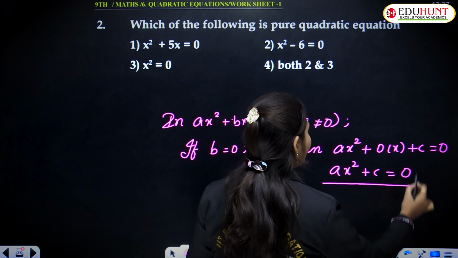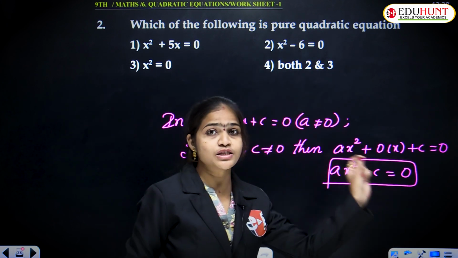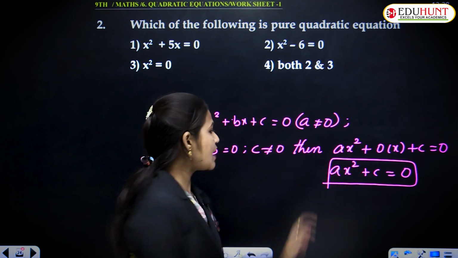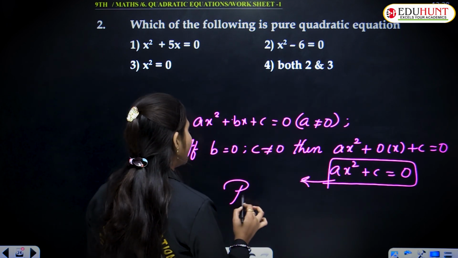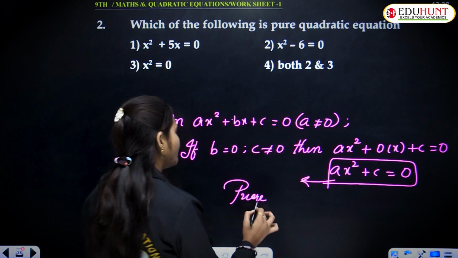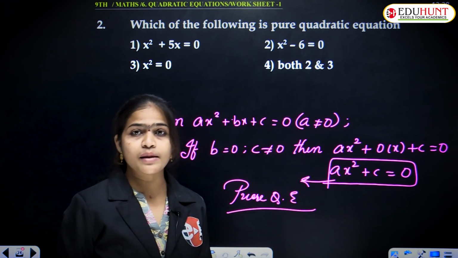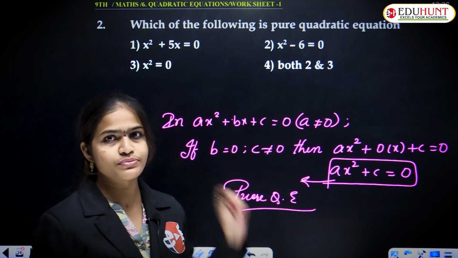So children, here the b term is not there, the x term is not there, the x square term is there, but the x term is 0 here. So this type of equation is called a pure quadratic equation. Already we discussed this point in the first video, at the time of types of equations.